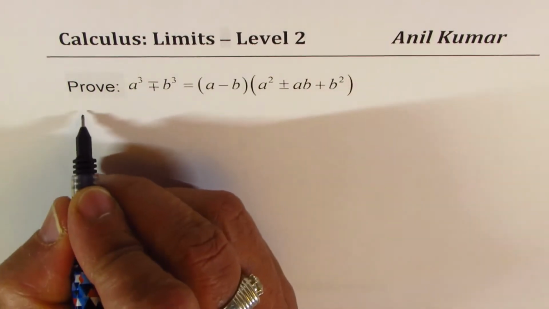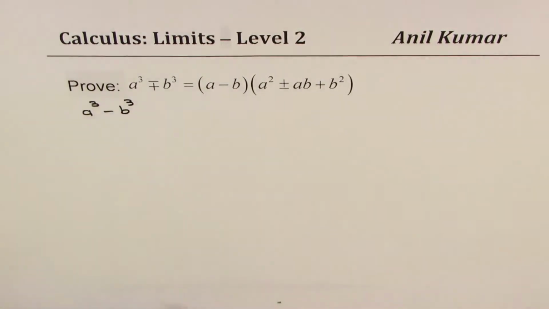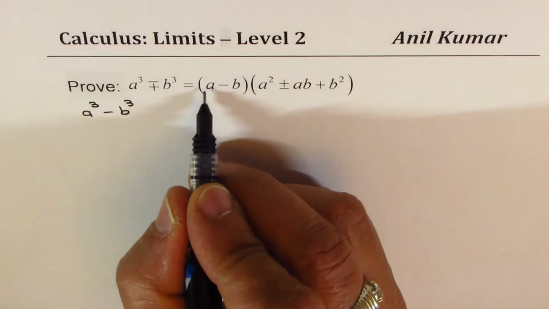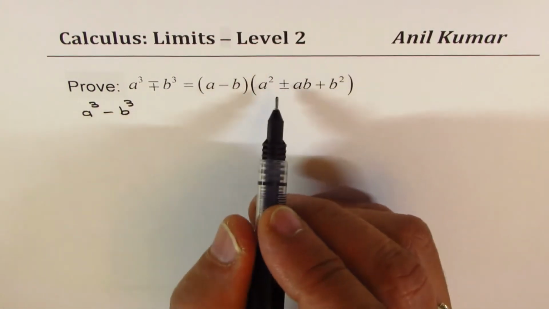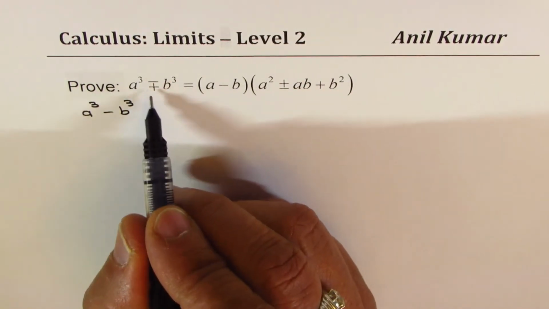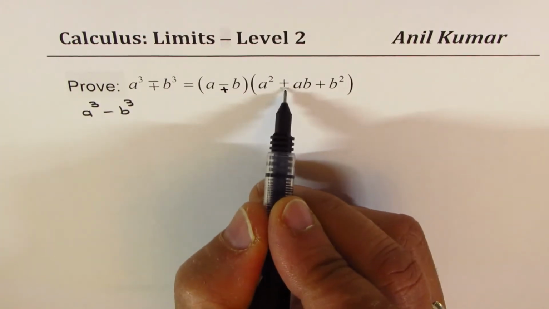So let's begin with a cube minus b cube. How to factor this? The formula is written there. A cube minus b cube will be a minus b times a square plus ab plus b square. If you have a cube plus b cube, then here we'll have a positive sign and a negative at that place, correct?